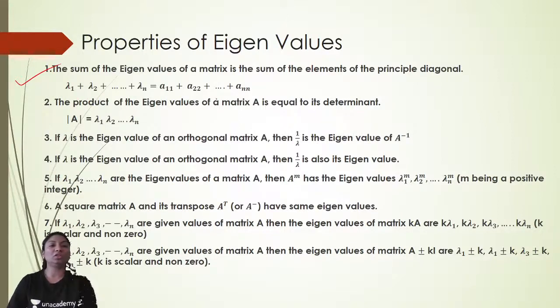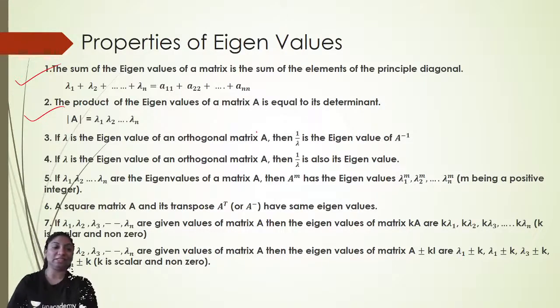And the second one: the product of the eigenvalues of a matrix A is equal to its determinant. Okay, so the determinant of A, with the help of eigenvalues, you can directly calculate. Determinant of A is equal to lambda 1 into lambda 2 into lambda 3 up to lambda n. Okay, third property: if lambda is an eigenvalue of an orthogonal matrix.